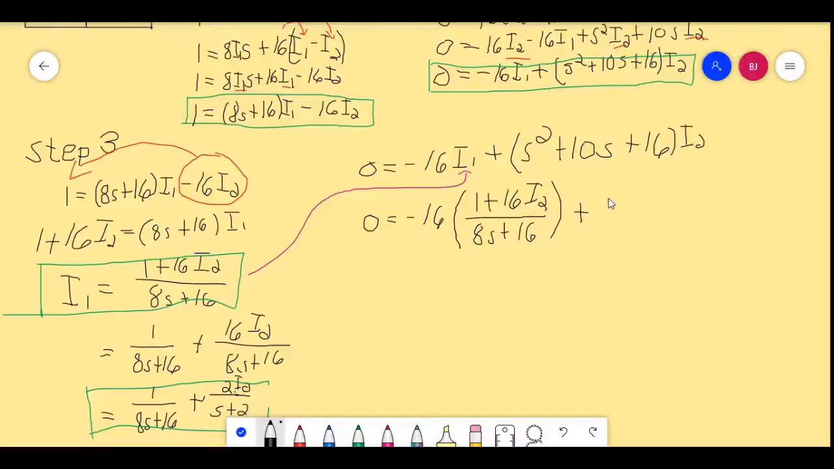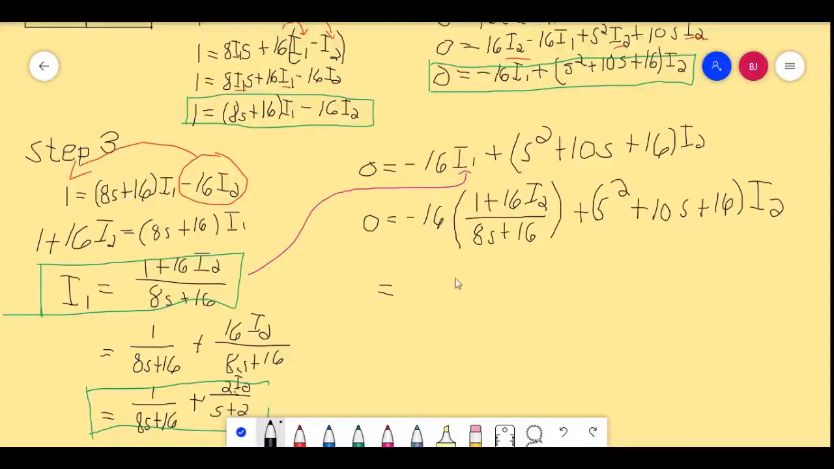Then we have plus s squared plus 10s plus 16, quantity I2. So only I2 is remaining. We just have to isolate I2 by using algebra as a means. I'll just have to multiply each side first by negative 16.